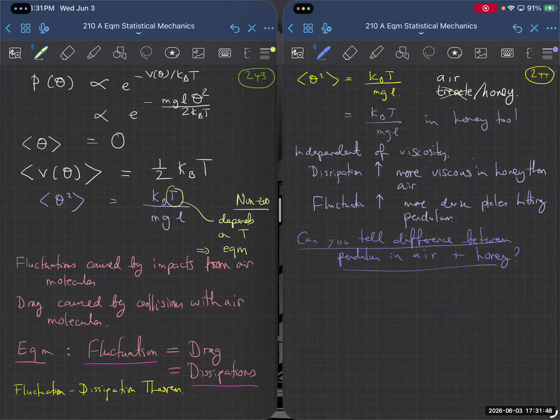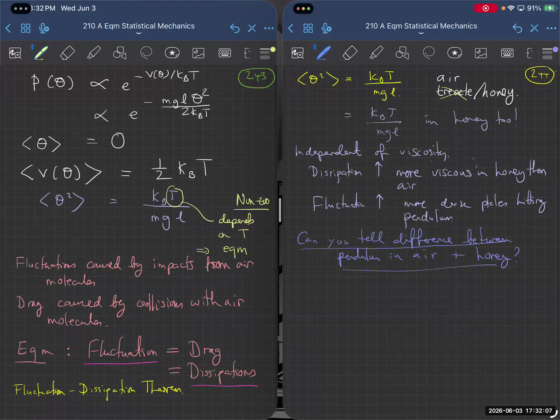So let me do a simulation of it. Here's my computer simulation. The simulation uses my arm. Here's a pendulum swinging in air. It swings roughly like this at its natural frequency, and then whoops, an air molecule hit it, so it bounces, and it swings, and another air molecule hits it, and so it swings like that. So that's what it does in air.